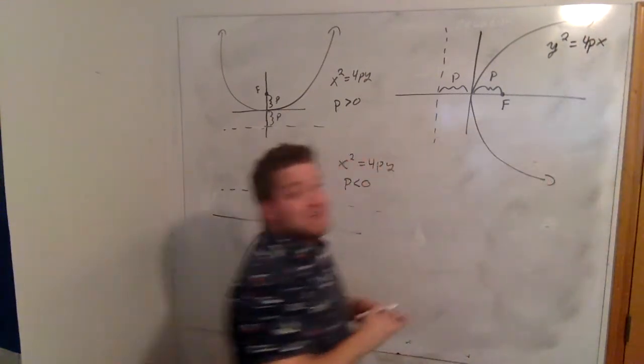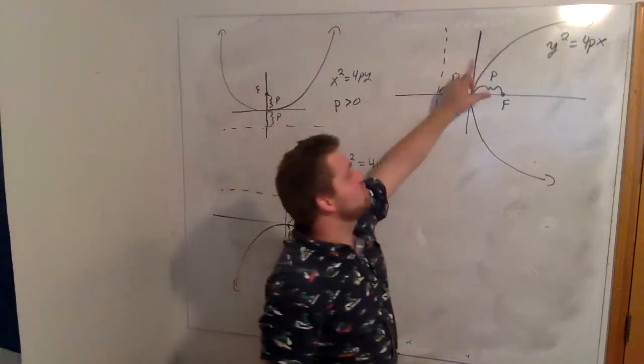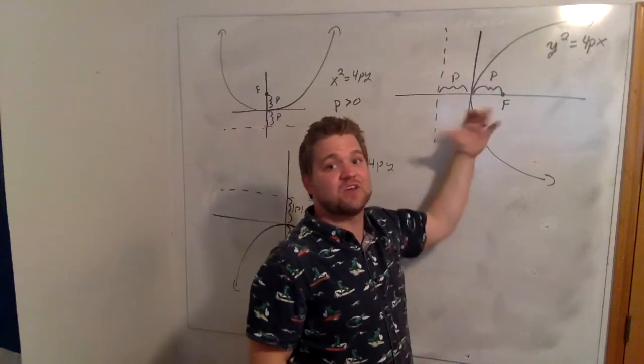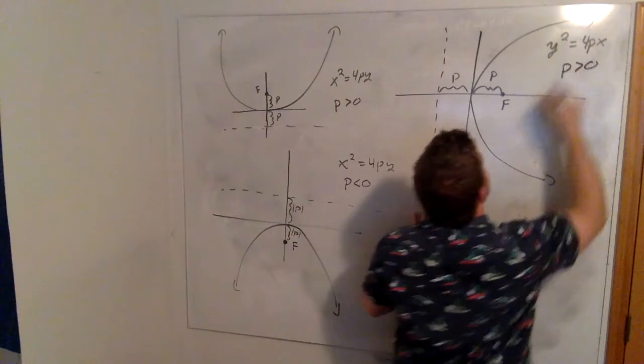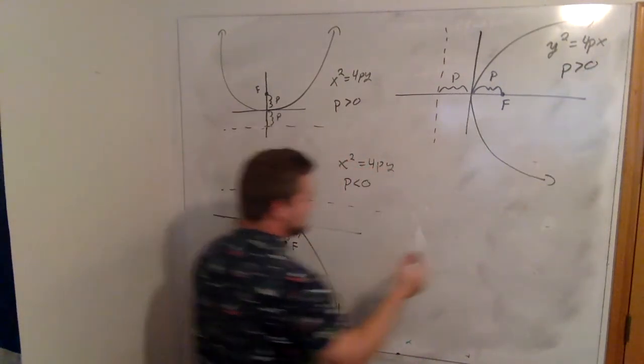So when you flip-flop the x and y values, that just flips your axes. That's why we have this picture here. If it's y squared equals 4px, it's going to be a sideways parabola. This will be the case where p is greater than 0. That means that the focus is to the right of the directrix.